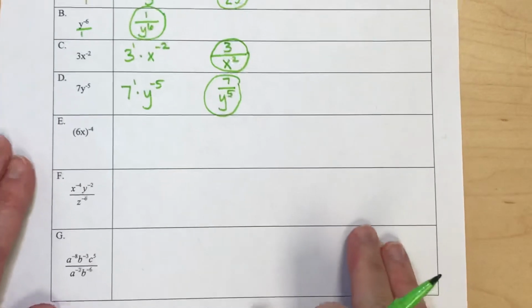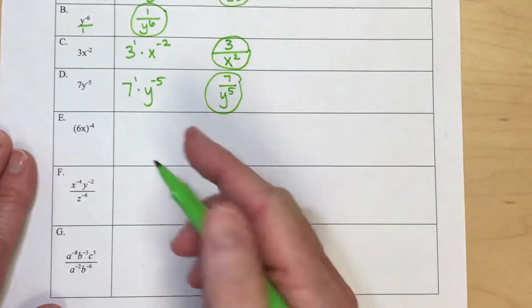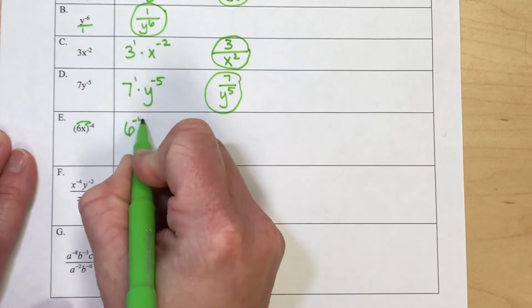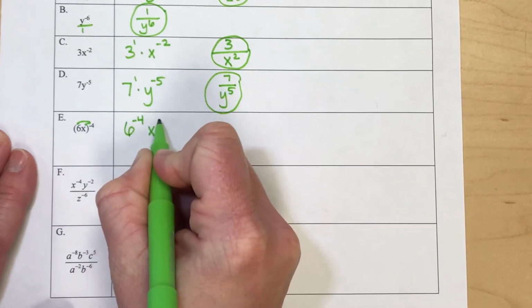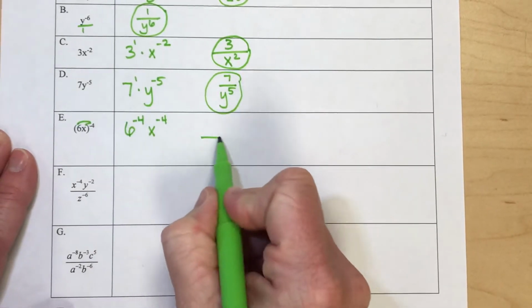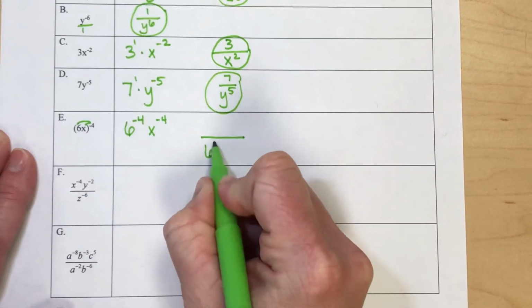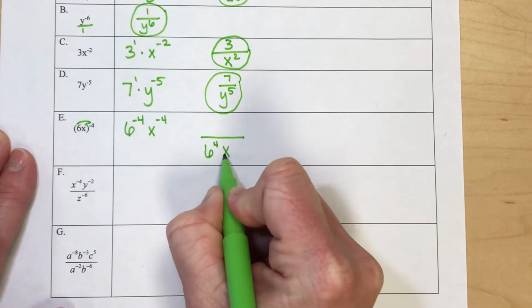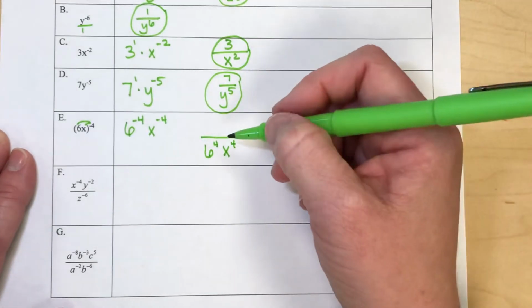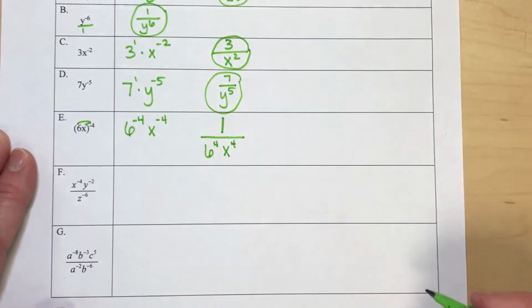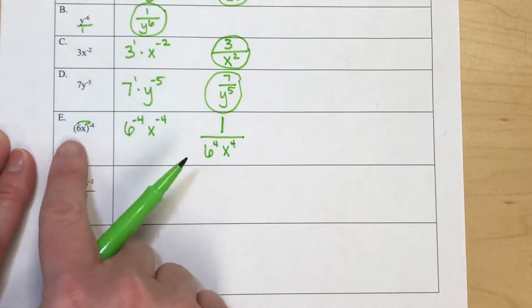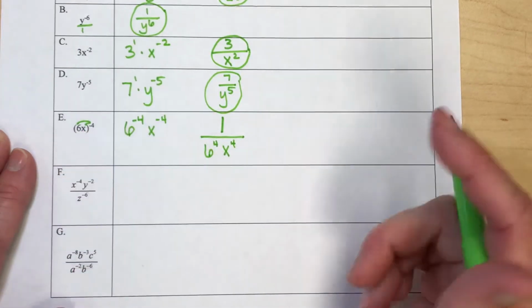Hit pause. Oh, hey, welcome back. Okay. Distribute your negative 4 here to both your 6 and your x. Now, if I move both of these to the denominator so that they can have a positive power, what gets left over on the top? And what gets left over on the top isn't 0, it's 1. If it was 0, the whole fraction would go away. And we don't really have 0, we have some stuff here.